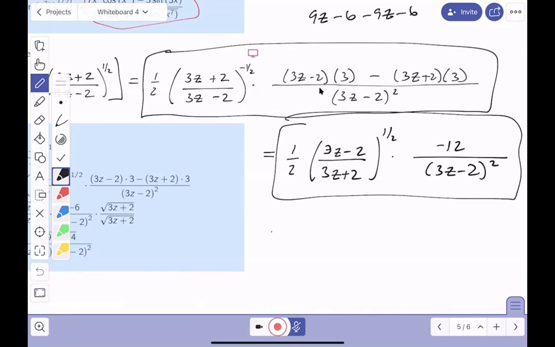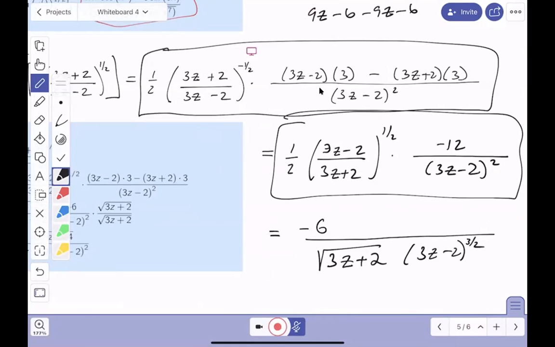I want to keep writing it, though. What do I notice over here? This is going to be minus 6 now, that's the number part of it. Now I'm looking at the powers. I'm definitely seeing the square root of 3z plus 2 on the bottom. There's a factor of 3z minus 2 on the bottom and a factor of 3z minus 2 on top. I know the rules of exponents, so I'm going to write this as 3z minus 2 to a power. What power? Let's see, 4 halves minus 1/2 is 3 halves.